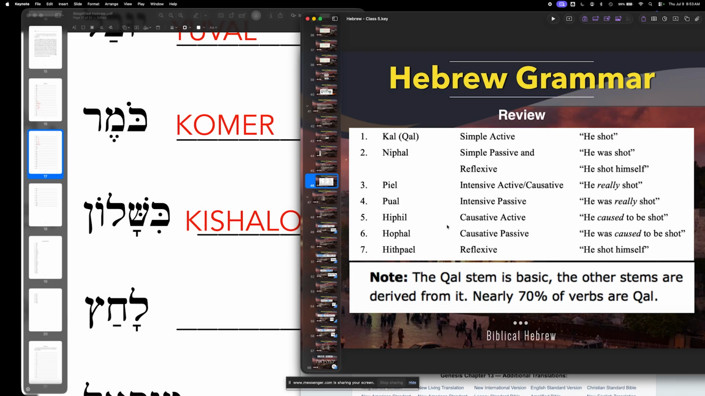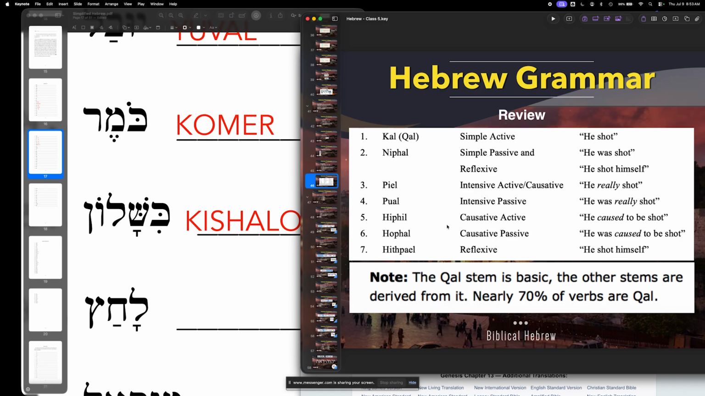Let's get into these Hebrew verbs, because the verbs, I'm telling you, this is where there's such amazing depth for us in our Bible interpretation. Things that you're not going to see in the English are so much richer in the Hebrew itself. Recall that we went over 7 stems.